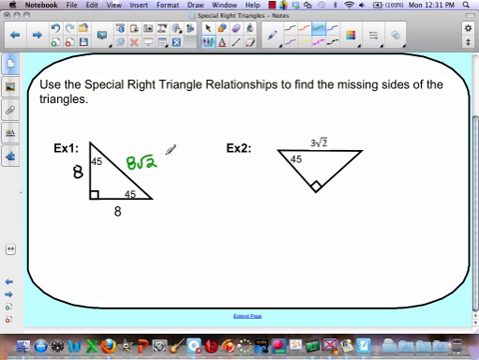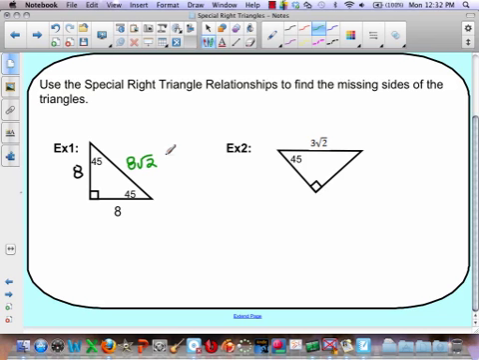Take a look at example 2. What do we have? What type of triangle do we have? Is it any special right triangle? How do we know? Brian? It's got the 3 root 2. So, is that what makes it a special right triangle? What makes it special? 45. So any triangle has a 45? So the fact that I got a 90 and I got a 45, what does it tell you about this angle then?